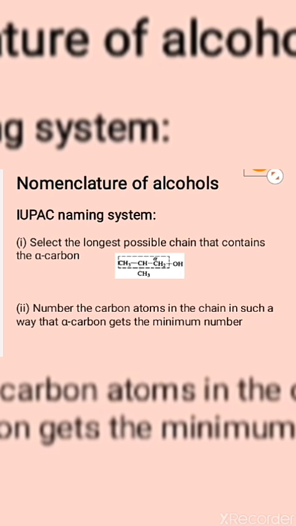But to give the IUPAC name, certain rules are to be followed. First one, we have to select the longest chain of carbon, containing the maximum number of carbons. Then we have to give the numbering. Numbering is to be done from the side where the alpha carbon gets the minimum position, meaning the position of the hydroxyl group should be nearer. In that way we have to give positions. Numbering is to be done in the same pattern.